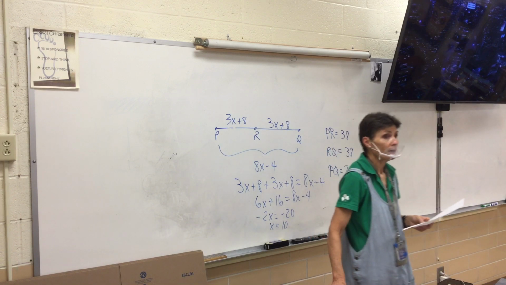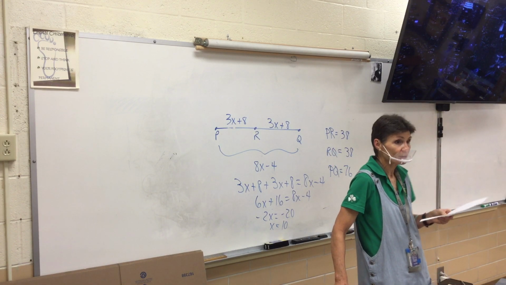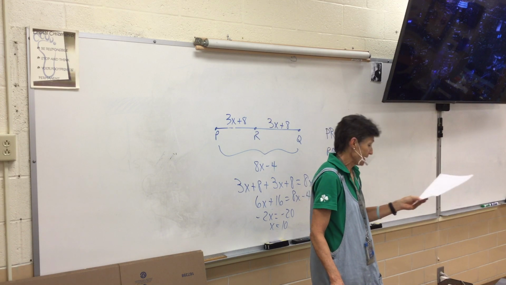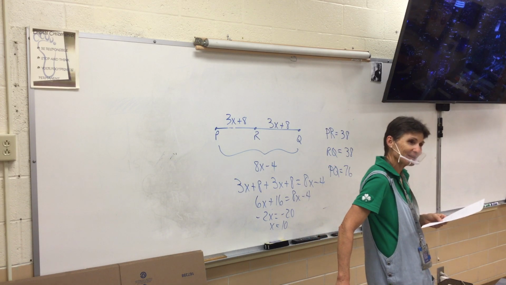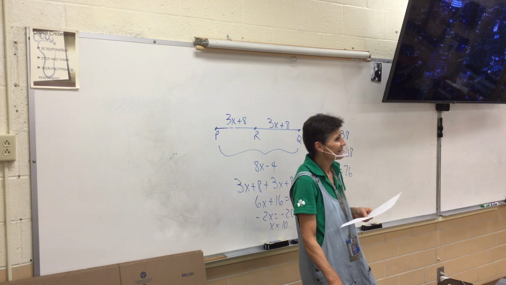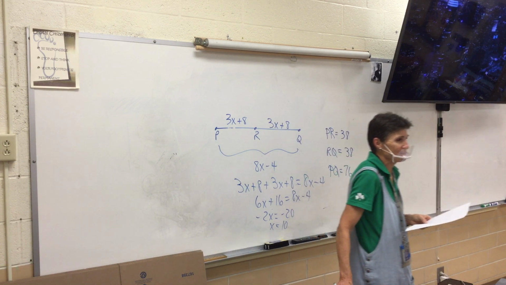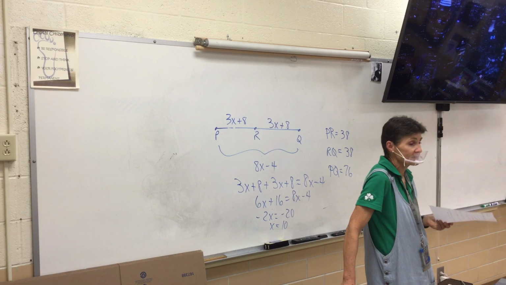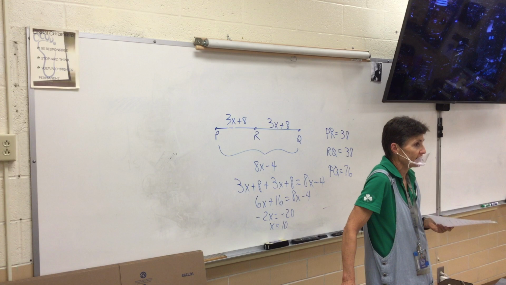What is the measure of an obtuse angle, Patrick? More than 90 degrees. And less than 180 degrees. Very good. More than 90, less than 180. So between 90 and 180. You can say that. Between 90 and 180.